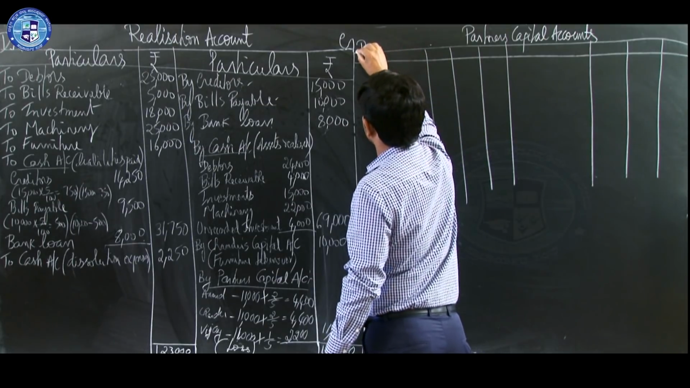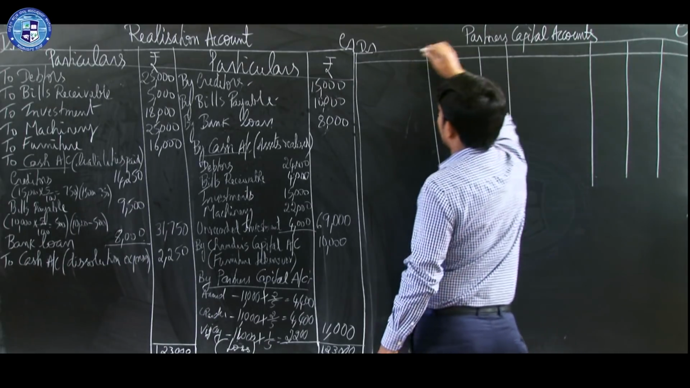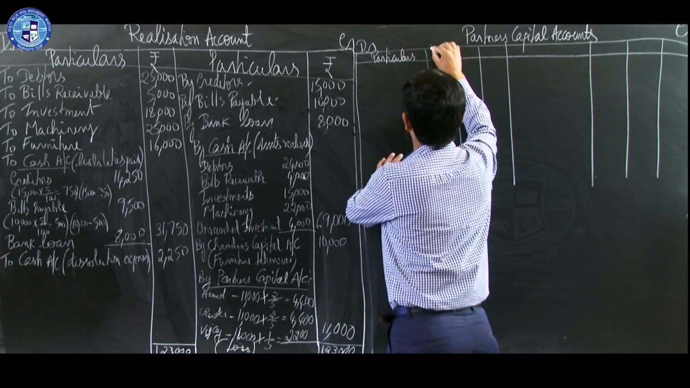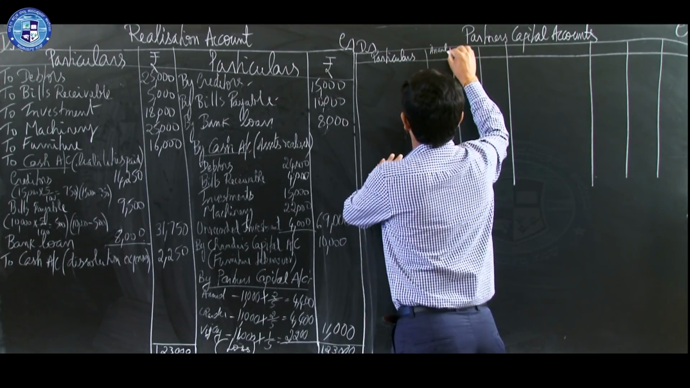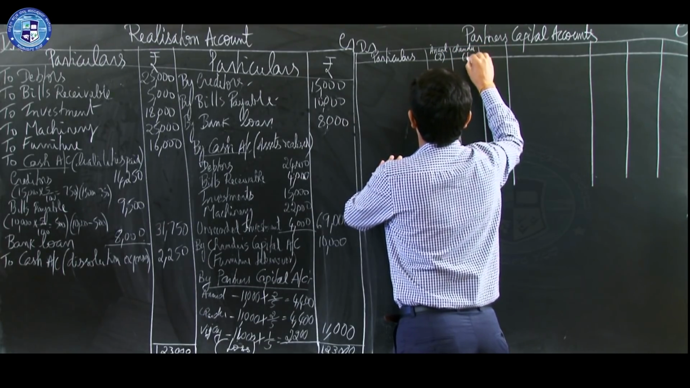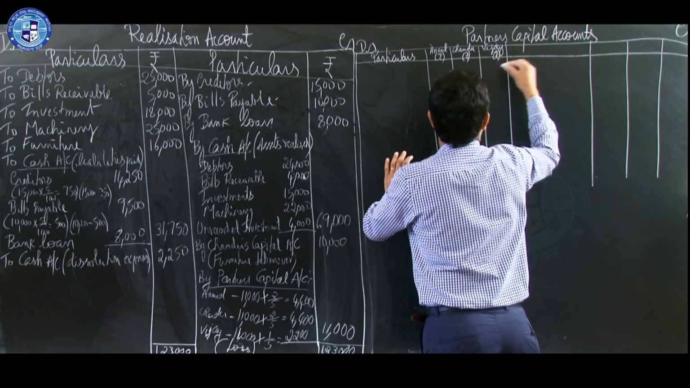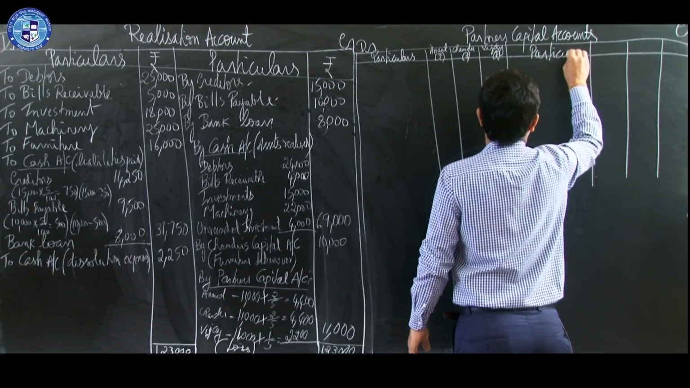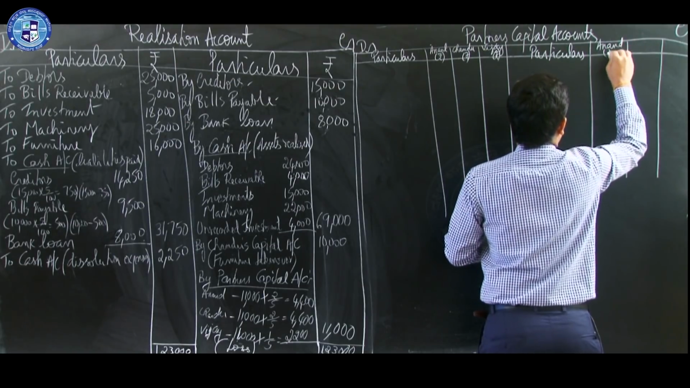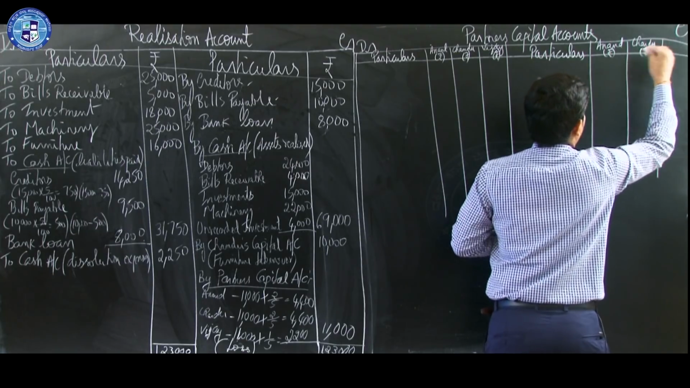Debit side and credit side. Both sides have one particulars column and three amount columns for the three partners: Anand rupees, Chandu rupees and Vijay. Again on the credit side, particulars, Anand, Chandu and Vijay.